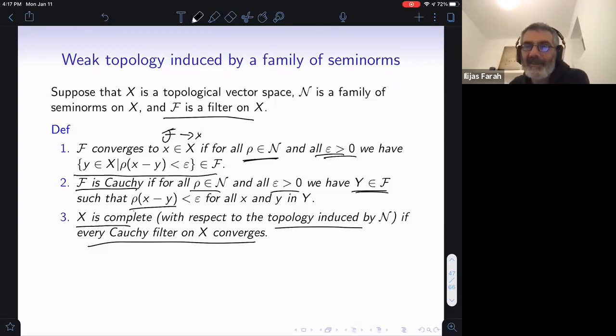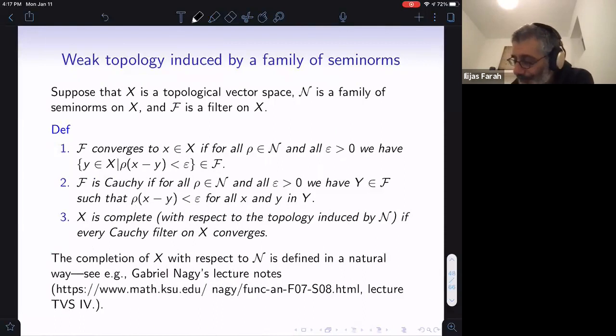So this is a mistake that I just wrote: it's obvious that you just construct the completion. Well, it's not that obvious, but anyway, kind of. But anyway, I would appreciate a reference. So the only reference that I was able to find is excellent, but it's not an official published book. It's Gabriel Nagy's lecture notes. Here is a link in which he does exactly this. He defines a completion of an arbitrary topological vector space with respect to a family of semi-norms.